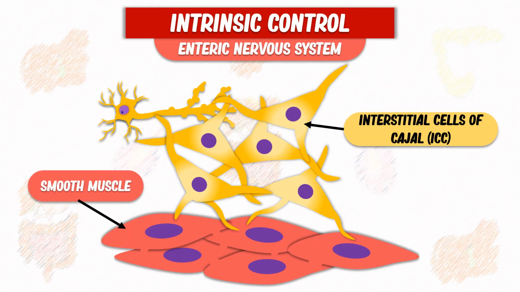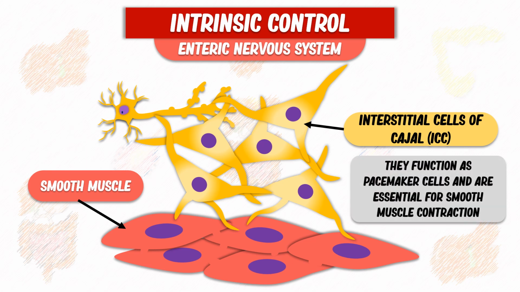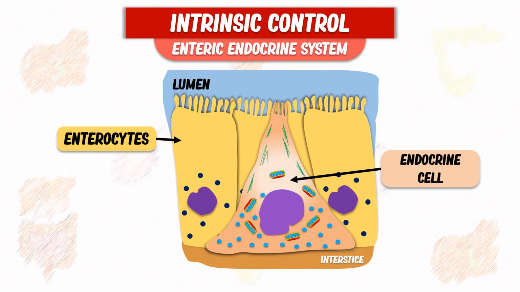In addition to neurons, the enteric nervous system also has a special type of cell, the interstitial cells of Cajal. These cells have several projections and are in contact with smooth muscle and enteric nervous system neurons. They are essential for the coordinated motility of the gastrointestinal smooth muscle and function as a type of pacemaker. We will study them in the next lesson. Now let's move on to the endocrine system.